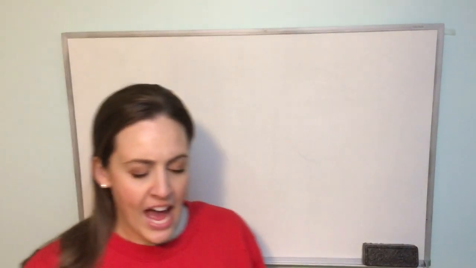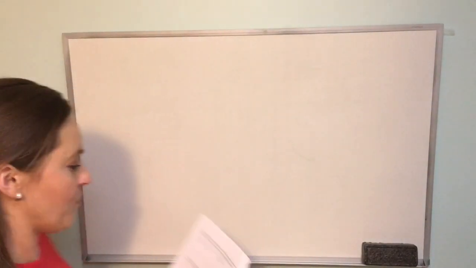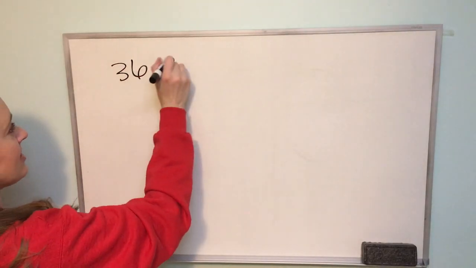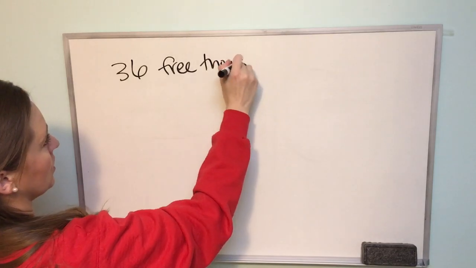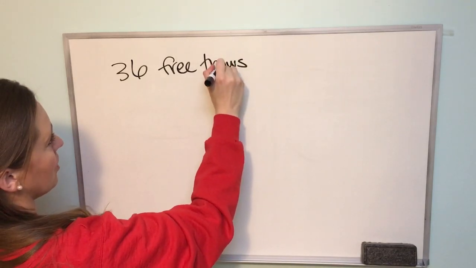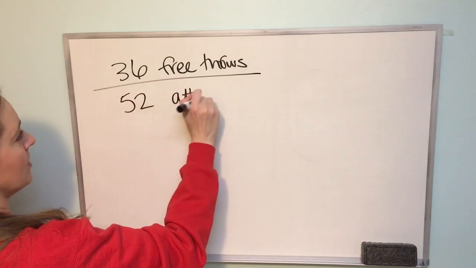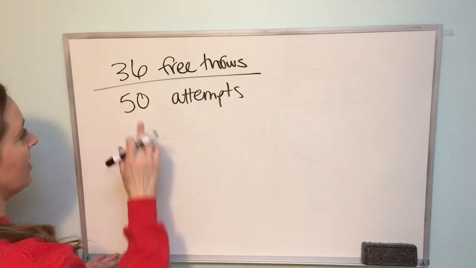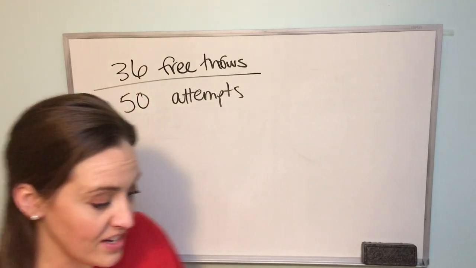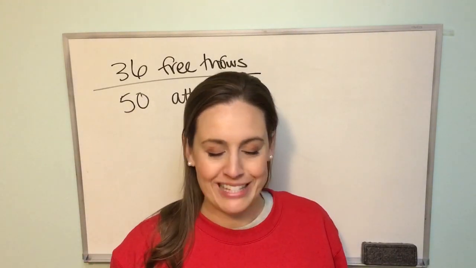Good, okay. Let's look at number 5. Halfway through the season, a basketball player has hit 36 free throws out of 50 attempts. Sorry, I'm back in thinking about cards again. Then they say, based on her performance to date, what is the relative frequency?